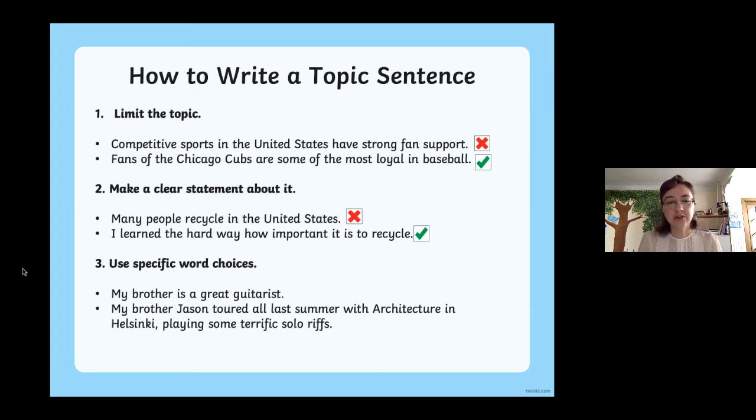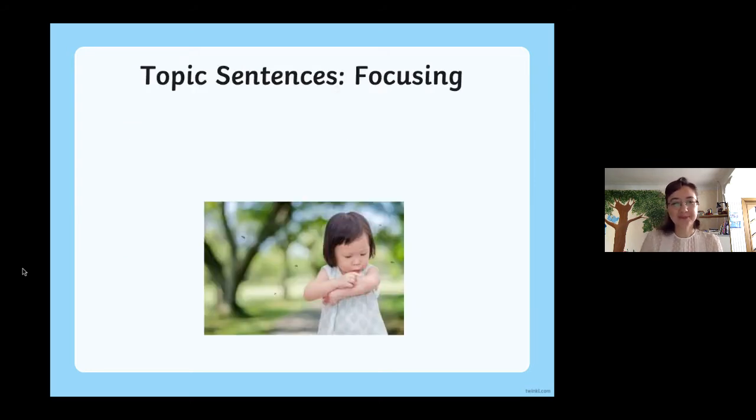The third one, use specific words. "My brother is a great guitarist." This is not a bad topic sentence, but it doesn't have any specific words to add interest to it or clarify, to give some more clarification, to make it more vivid. That is why we should opt for the second one. "My brother Jason toured all last summer with Architecture in Helsinki, playing some terrific solo riffs." This sentence sounds so exciting. I'm looking forward to reading about that tour.